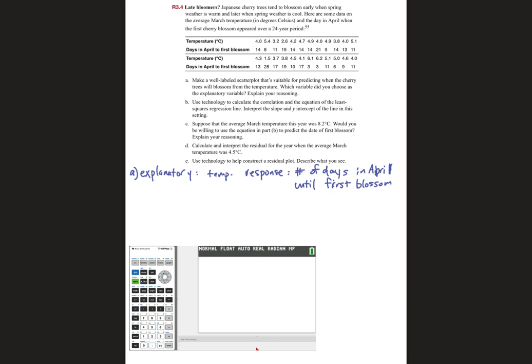Okay, and then explain your reasoning. Really, the reasoning would be that it makes more sense that the temperature would affect when the cherry blossoms bloomed, rather than the other way around. It's not like the cherry blossoms are independently blooming on a certain day in April, and then that affects the temperature. So that doesn't seem likely. Okay, so for part B.